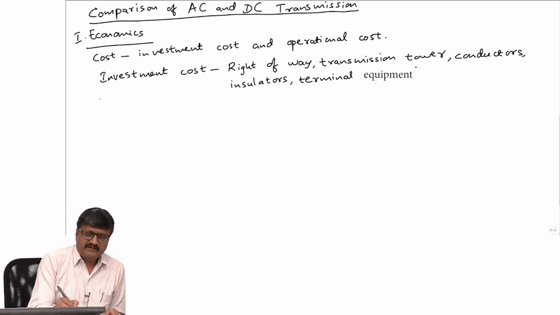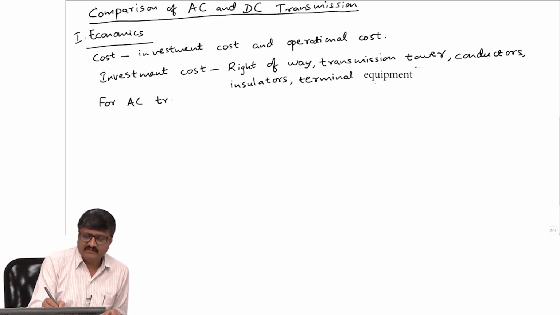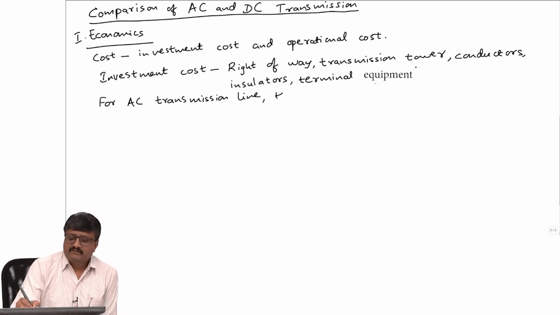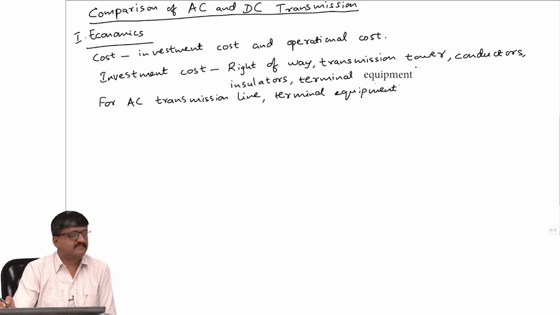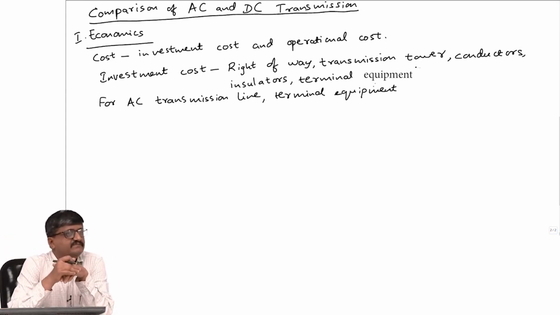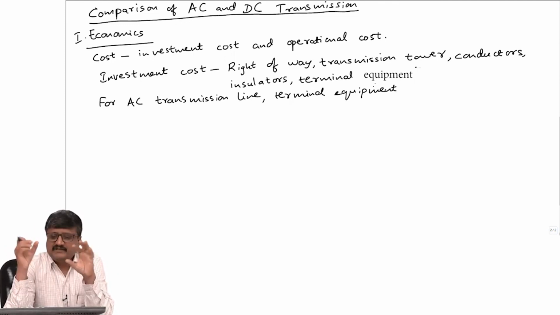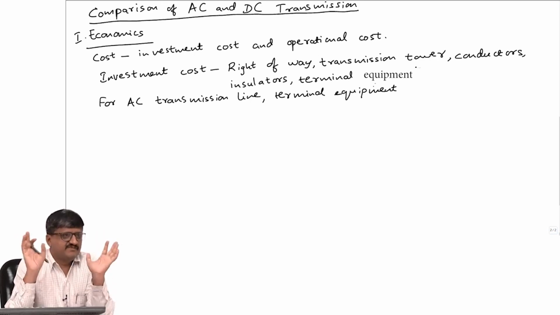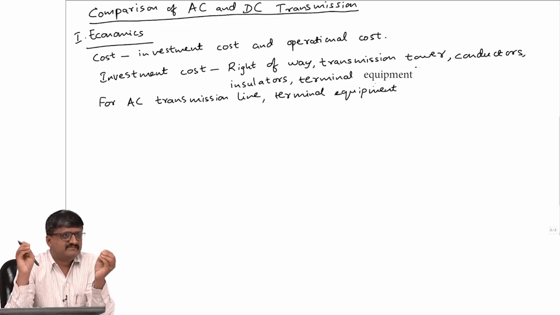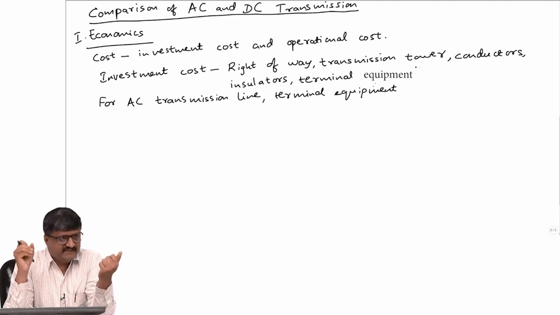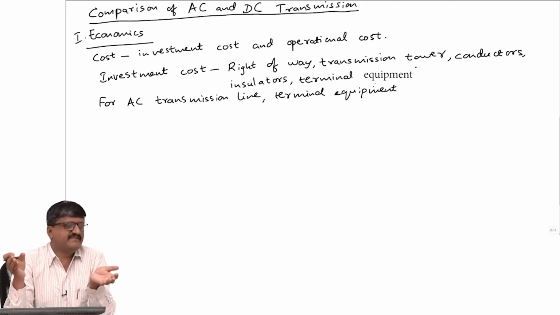So for an AC transmission line, what are the possible terminal equipment? If I take an AC network, there are many transmission lines. I take one particular transmission line; I could have used DC for that. Instead of AC, I could have used DC. Suppose it is AC, what are the possible terminal equipment? If it is DC, we will come to what are the terminal equipment.